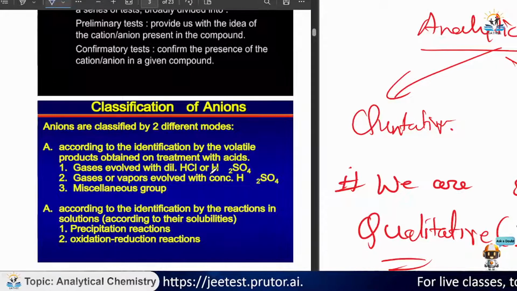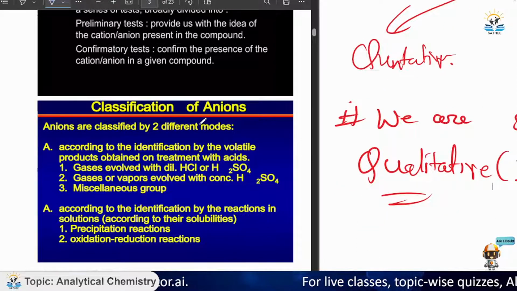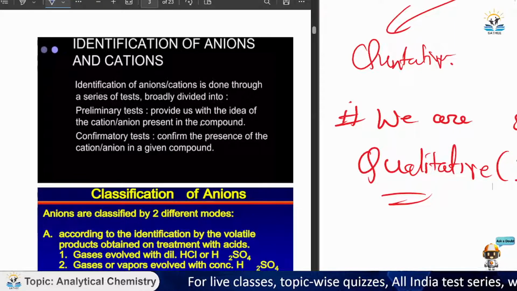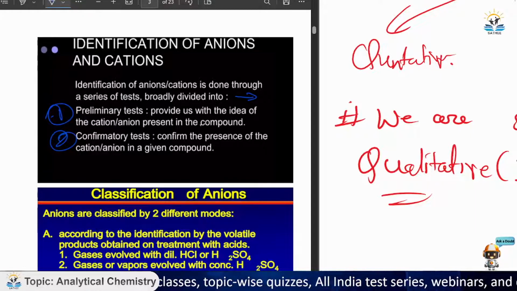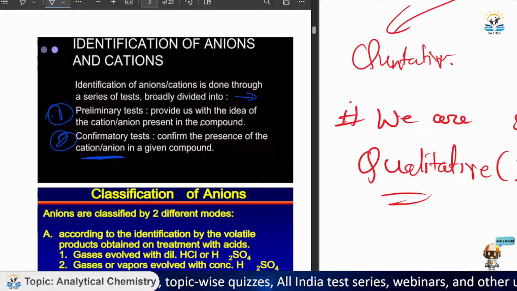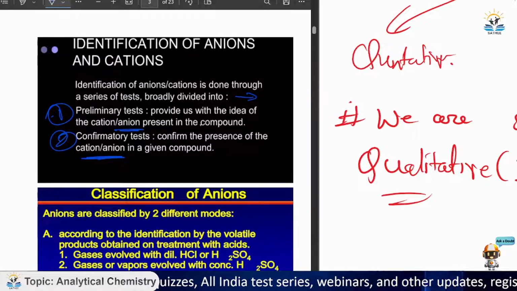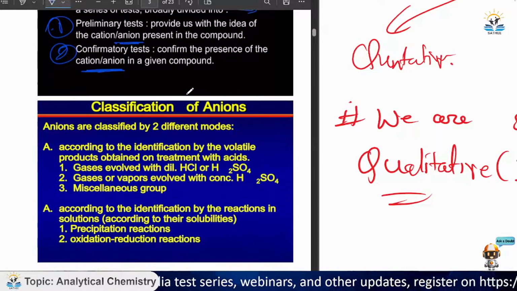Now, in the qualitative analysis of these reactions, we generally classify into anions and cations, as you have seen in the identification of anions and cations. Identification of anion and cation is done through a series of tests, broadly divided into first, preliminary tests, and second, confirmatory tests, which confirm the presence of cation or anion in the given compound. The preliminary test provides us the idea of the cation. You may have heard about these terms earlier also.